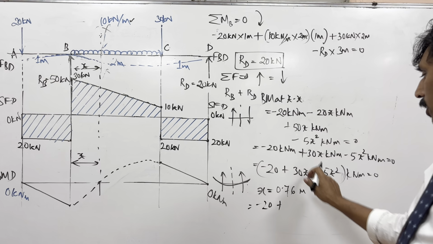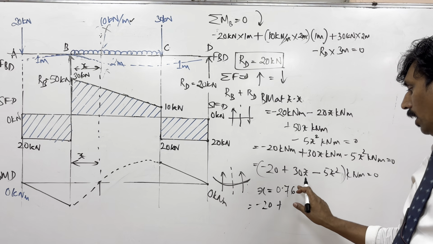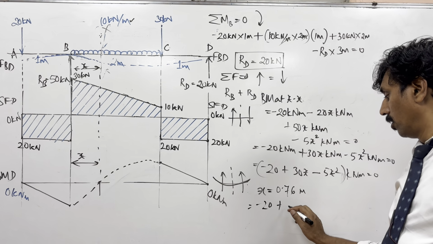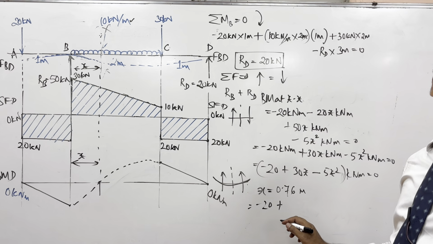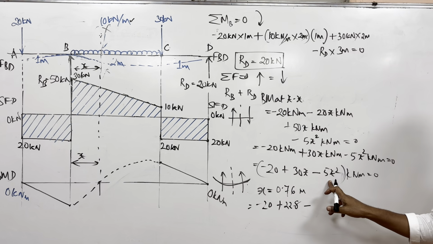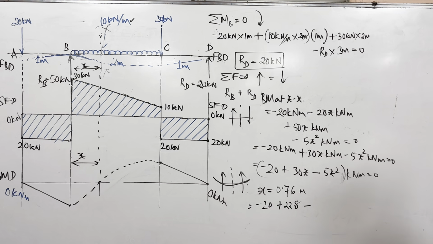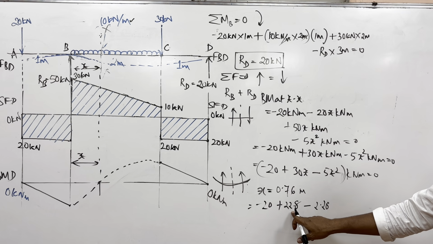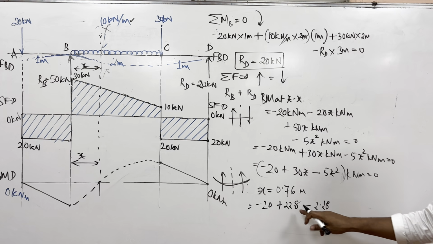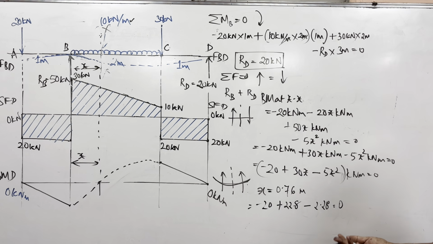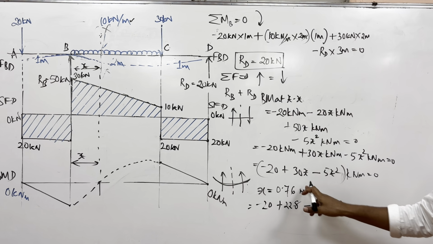Minus 20 plus 30 into 0.76 is 22.8. And 0.76 square into 5 should give 2.28, which is this value here. Here 22.8 is added, so you have to deduct this 2.28. So this becomes 0. Obviously, by substituting this, you are getting 0, which means the answer that you got is right.